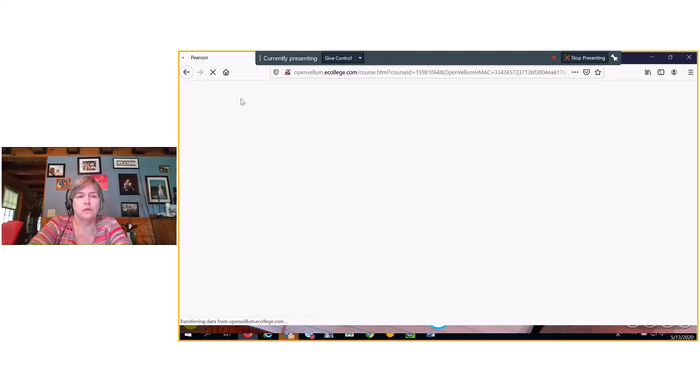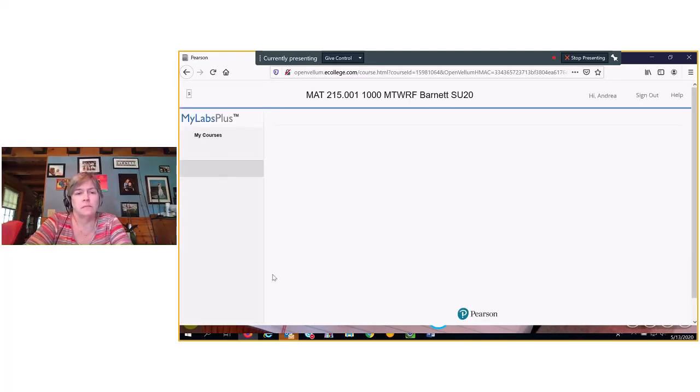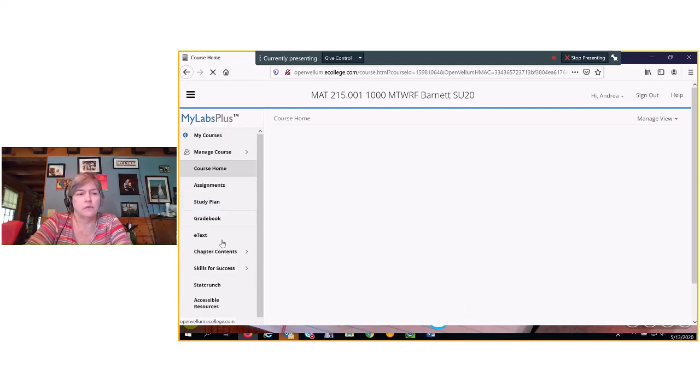And with Firefox, when you go in and allow pop-ups and stuff, it'll tell you that your connection's not secure, but you have to go in this way. Now, I'm actually going to go in to show you a few things.